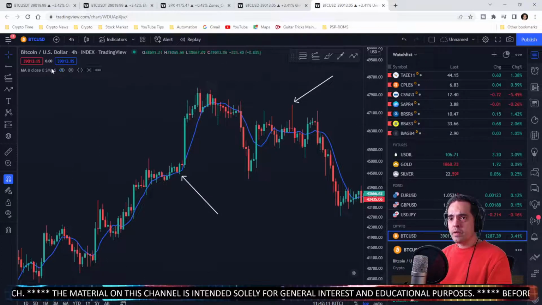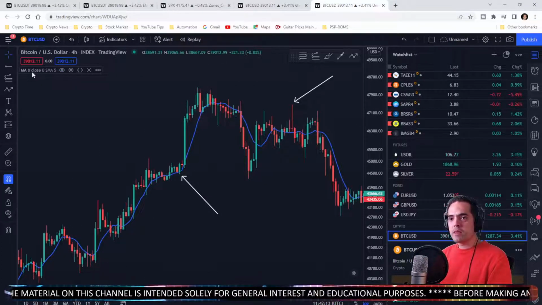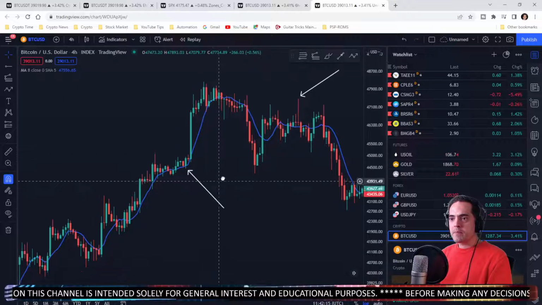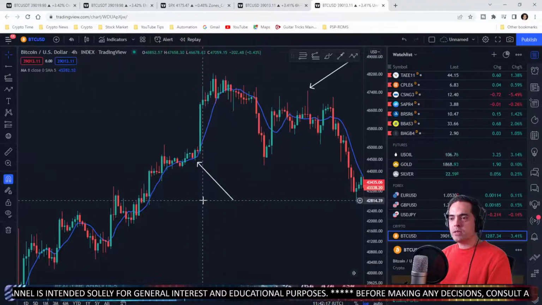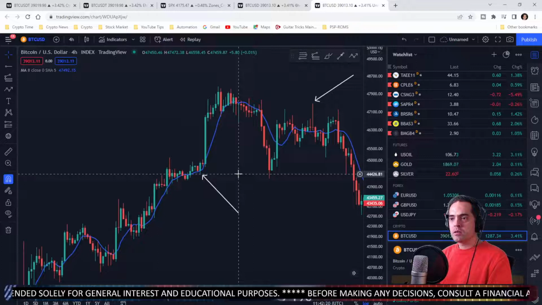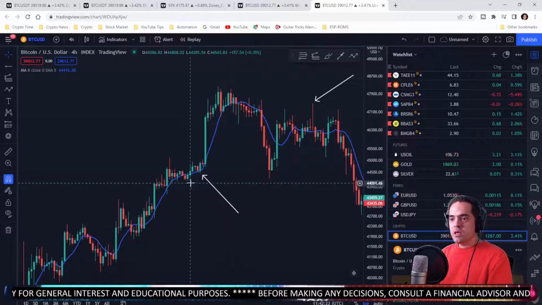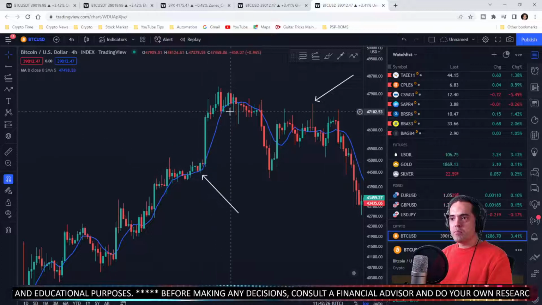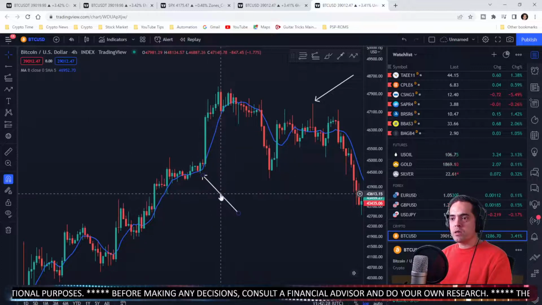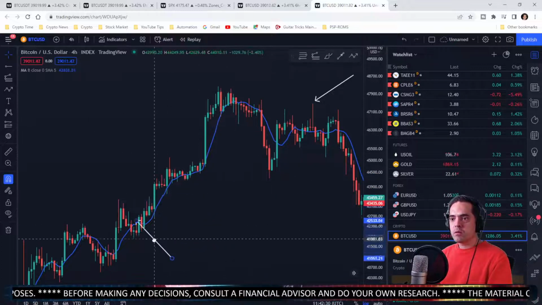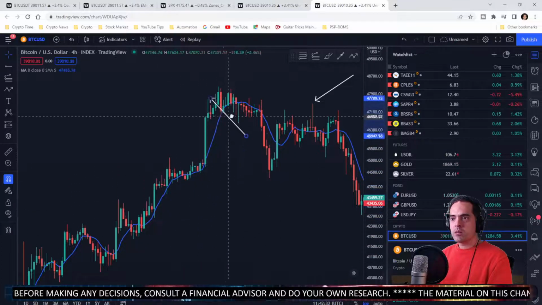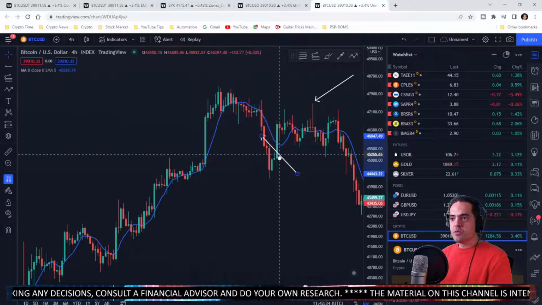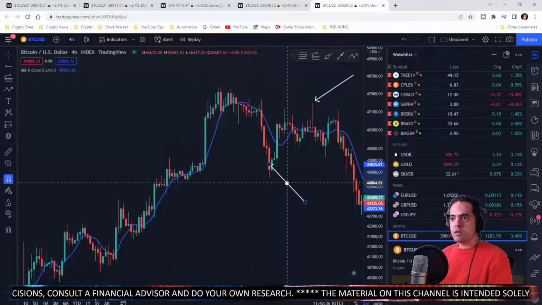So now we have a moving average to help us identify the trend. Okay, so if the price is moving above the line, the moving average, that means we are in an uptrend. Okay, right here, an uptrend. If the price is moving below, then we are in a downtrend.